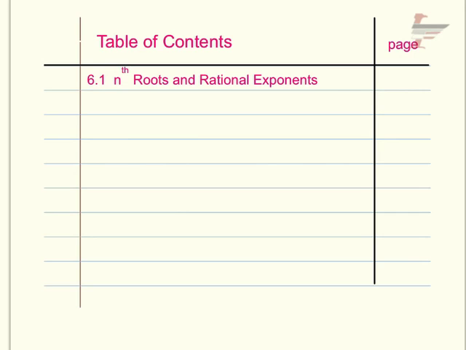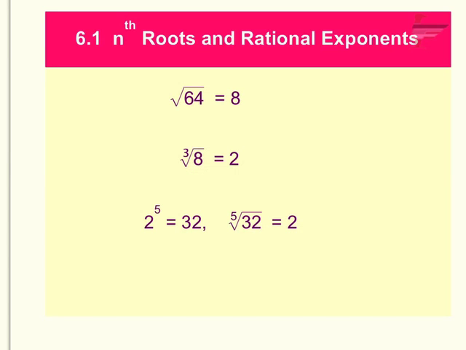Lesson 6.1 is going to be on nth roots and rational exponents. Here are just a few examples of different roots and exponents. This first one, if your symbol just looks like what it's always looked like, that radical sign, this is the square root of 64 and it equals 8 because 8 times 8 will give you 64. We're going to start to look at other roots as well.